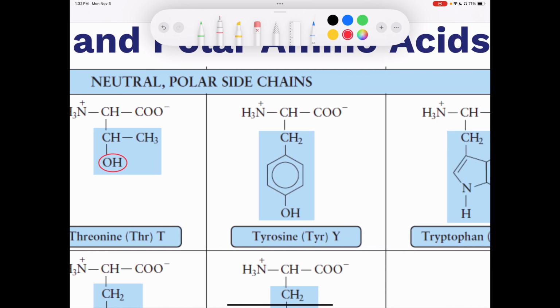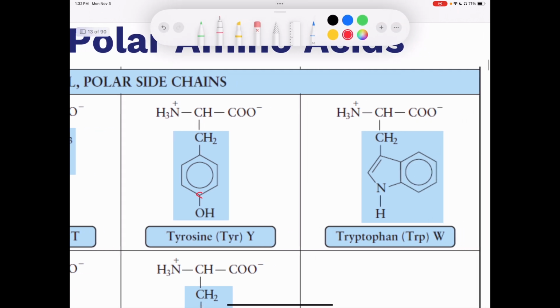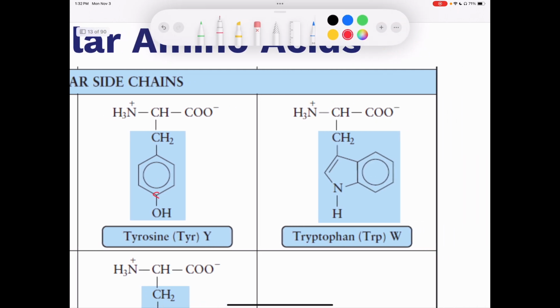So threonine, THR. Then we go to tyrosine. And if you're looking at this and saying, well, if I didn't have this here, it would be phenylalanine, you're right. So tyrosine is just a phenylalanine that has a hydroxy down here on this carbon. We use Y for tyrosine, TYR.